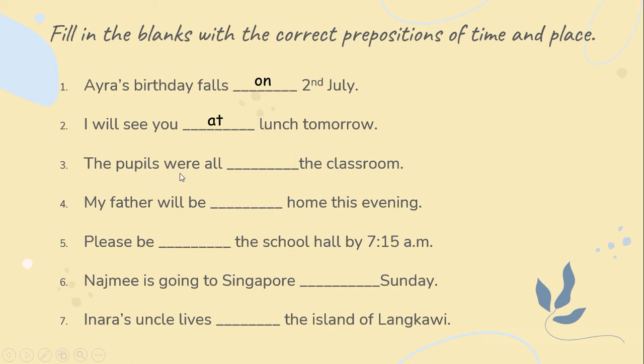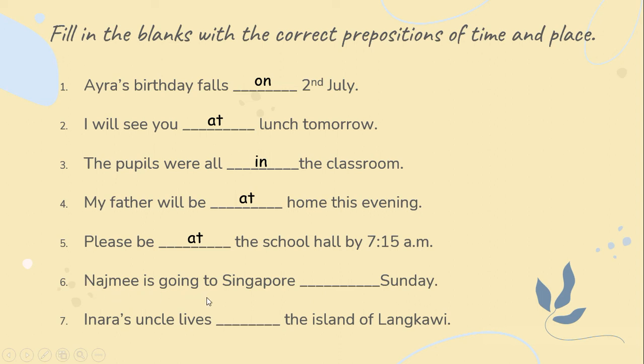Number 3. The pupils were all blank the classroom. So what is the answer? Very good. In the classroom. Next one, number 4. My father will be blank home this evening. Yes, that's right. At. Number 5. Please be blank the school hall by 7:15 a.m. So what is the answer? Very good. At.